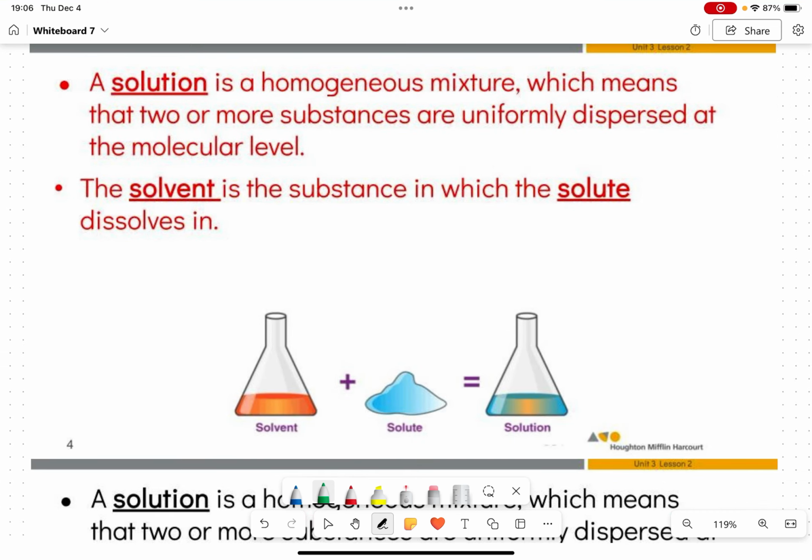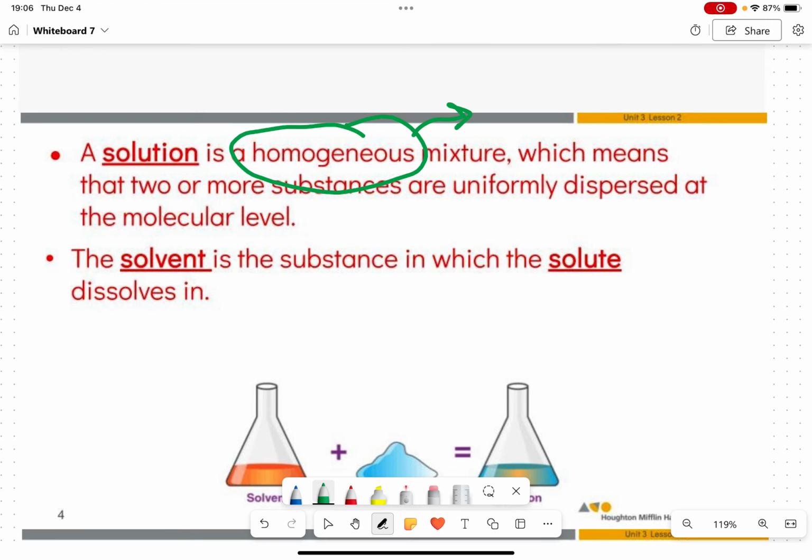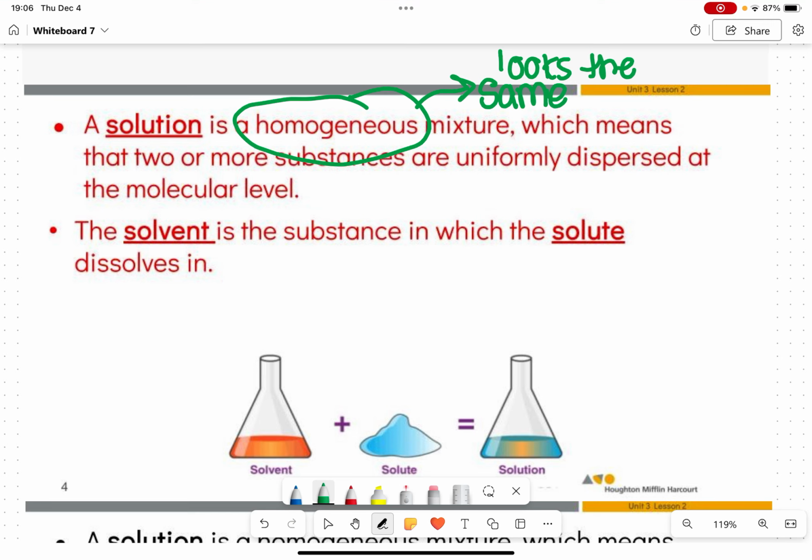A solution is a homogeneous mixture, which means that two or more substances are uniformly dispersed at the molecular level. Homogeneous, homo, the prefix means the same. So a solution is just two or more substances mixed together, and when they are mixed together, they look the same.